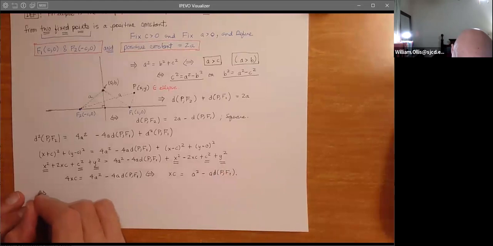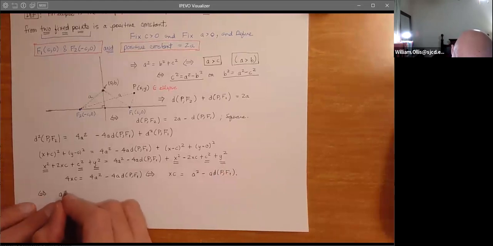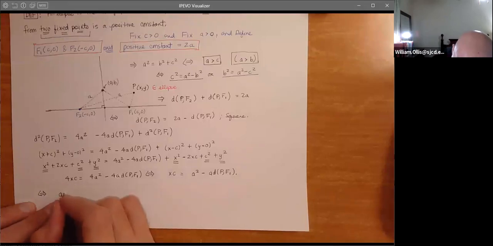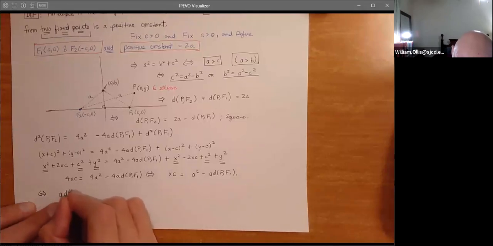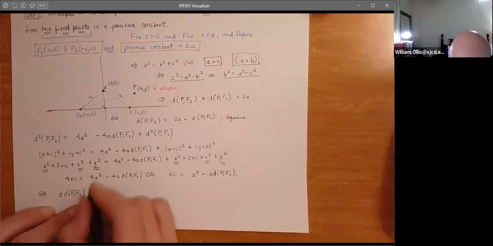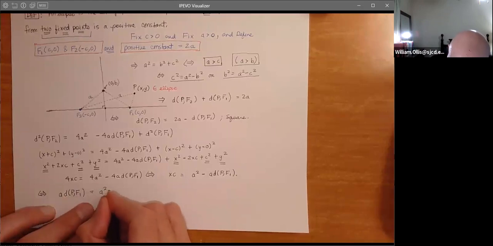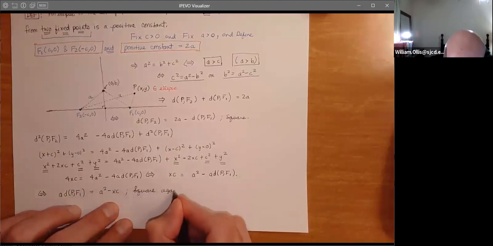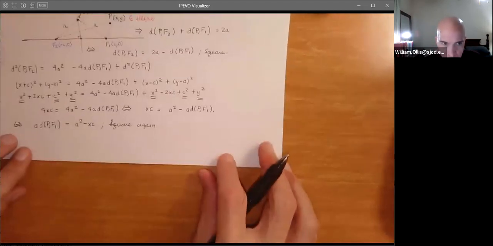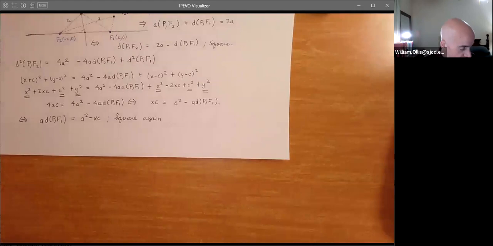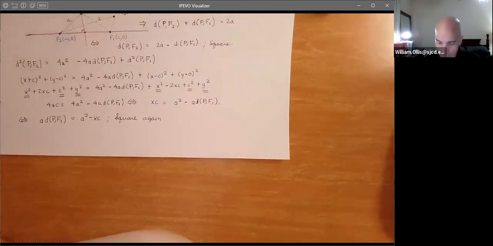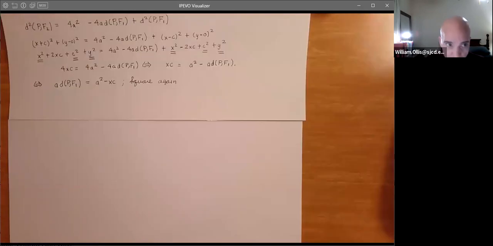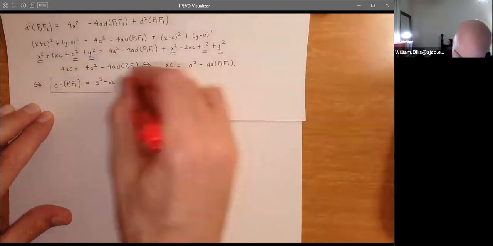So if and only if, we'll square it, and so we'll get rid of the radical. So we get the distance PF1, I'm just holding off on filling this in, equals a squared minus xc. So again, square again. I'm getting close to the bottom of the page there, so I'll just go ahead and do this. So now, when we look at this particular part here, this is where we are. We want to square again.